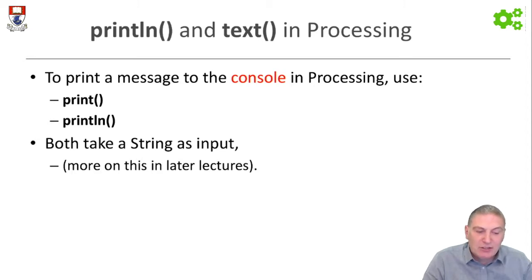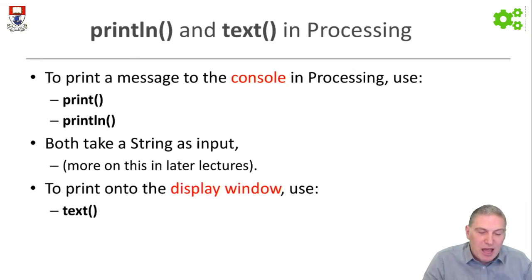Both take a string as input. More on this in later lectures. And to print onto the display window, we use the text function. So we have the difference between the console and the display window. So the display window is what we've been using up to now. We've been creating different shapes on the display window.